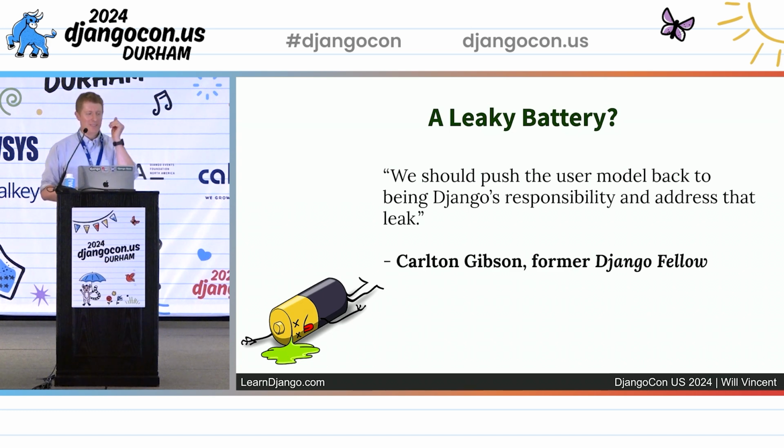So Carlton Gibson is here. He has this great quote that auth is a leaky battery, right? We should push the user model back to being Django's responsibility and address that leak. And this is the argument against custom user models, that they do too much. So they don't focus just on auth, and instead it leaks into other areas. He has a fantastic post on the Stack Report called Evolving Django's Auth.User that goes into great detail and provides a lot of opinions. But essentially, he points out 3 factors that I haven't mentioned yet.